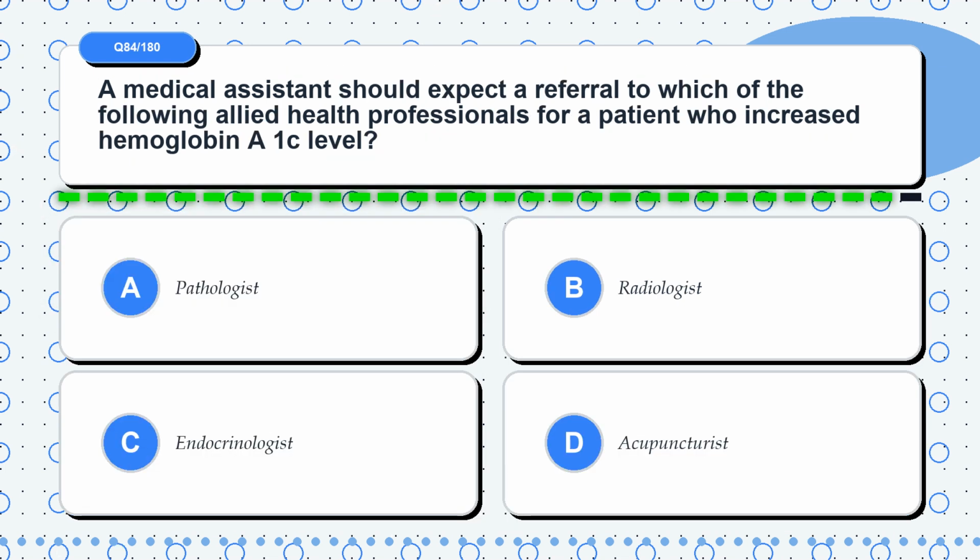Question 84. A medical assistant should expect a referral to which of the following allied health professionals for a patient who has an increased hemoglobin A1C level? Here are the options. Option A, Pathologist. Option B, Radiologist. Option C, Endocrinologist. Option D, Acupuncturist.